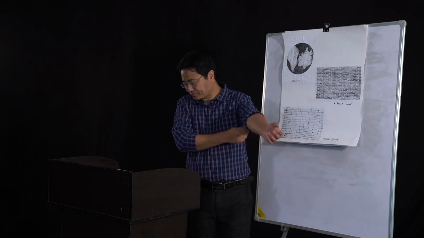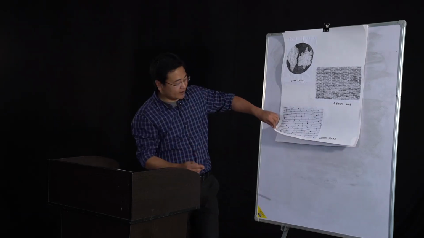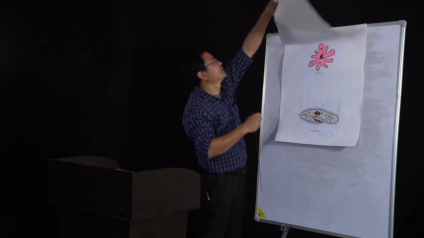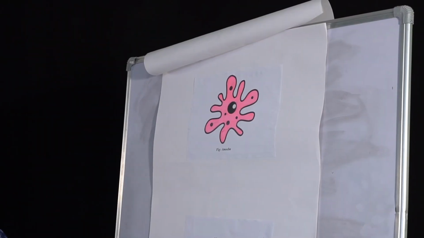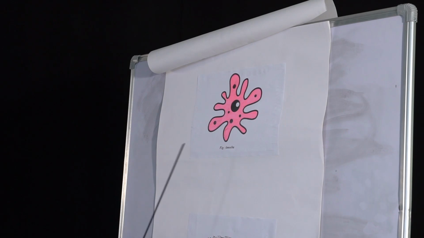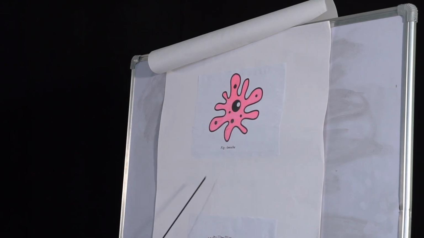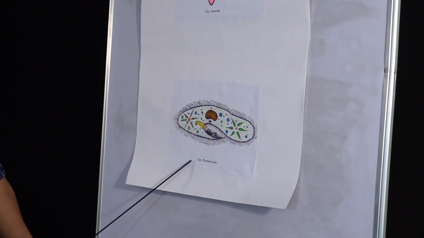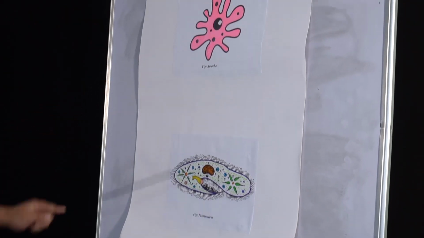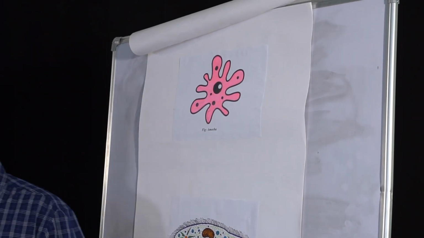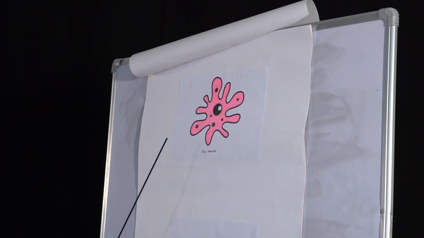Now, let's see the diagram in your textbook, figure 8.3. If you look at figure 8.3, you have a picture of two organisms. One is an amoeba. The other is a paramecium. These two organisms are unicellular organisms.